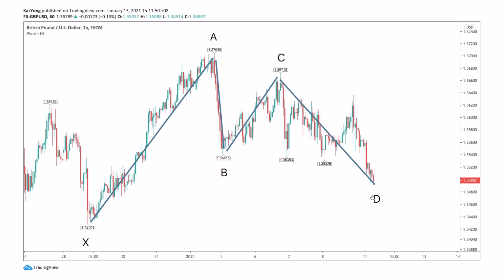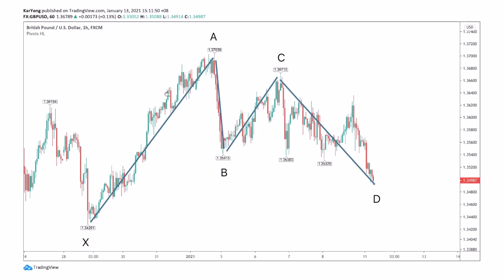D point essentially is your completion point or your completion zone. So a harmonic pattern builds up with 5 points: X, A, B, C, D. D being the completion, and that's where we expect the pattern to complete, and we'll then look for an entry.